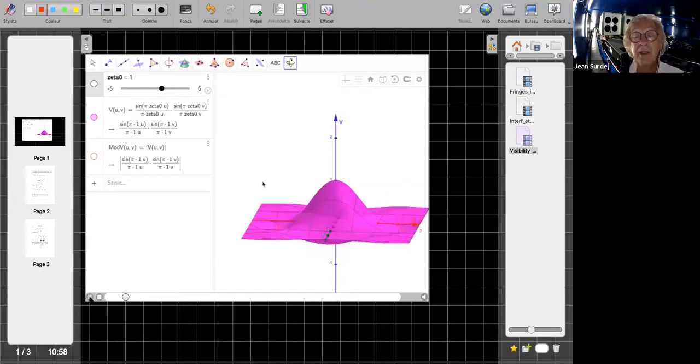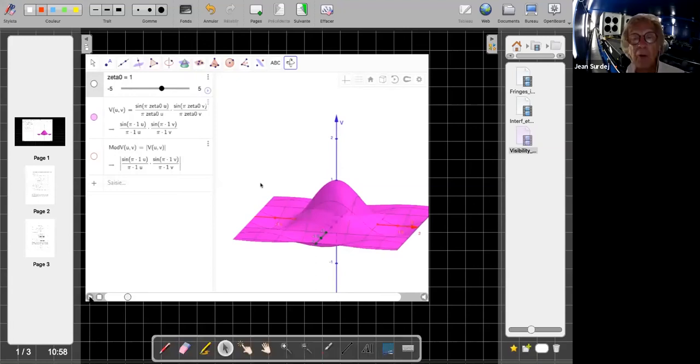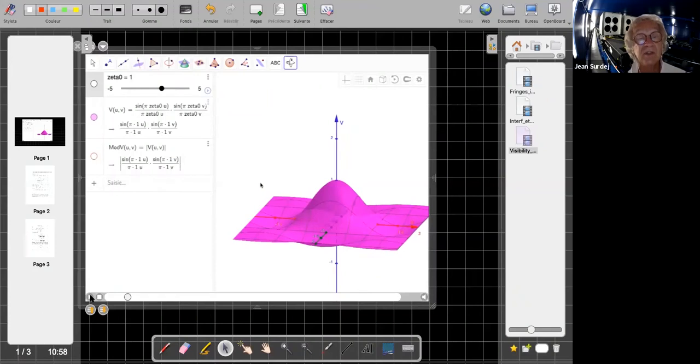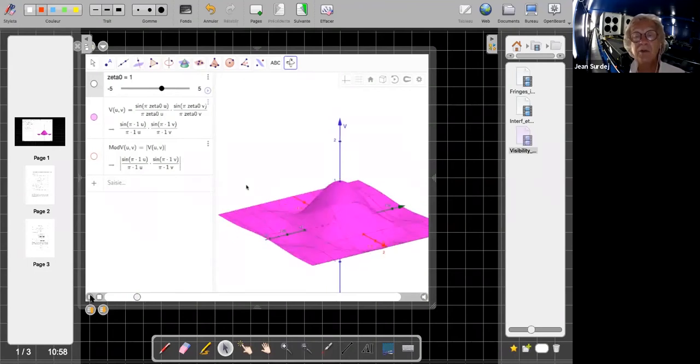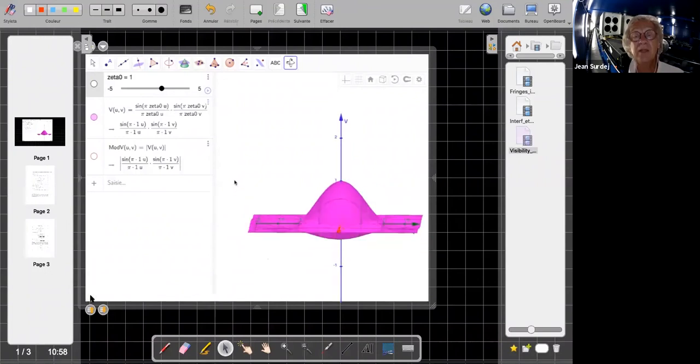So you see here the 3D view of the complex degree of mutual coherence of the function. Okay. It stopped suddenly. The reason is that probably the system is responding very slowly, but it should start again in a moment. Okay, so it continues. So you see it from different sides. So this is a complex degree of mutual coherence.